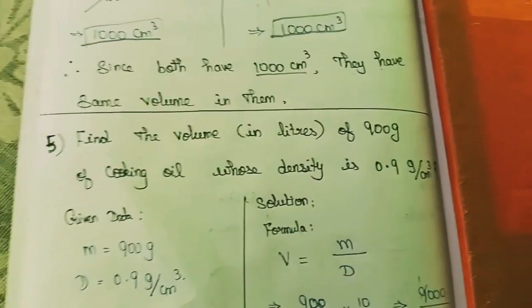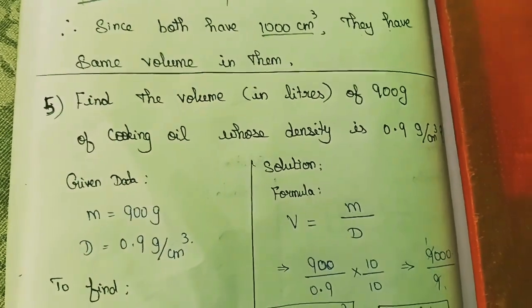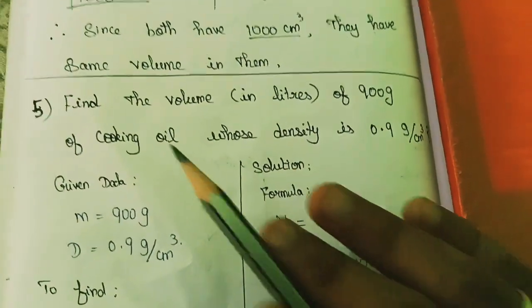Fourth sum is related to relative density. So I am going to go with part 2. I am going to skip that and come to 5.